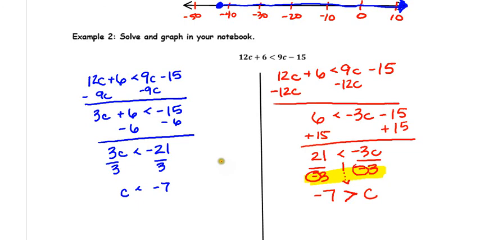Now notice on the blue side I didn't divide by a negative, I divided by a positive 3. And since I divided by a positive number, the inequality stays the same. It stays a less than sign. But when I divided by this negative 3, it switched. It has to flip sides in order to be the same inequality.